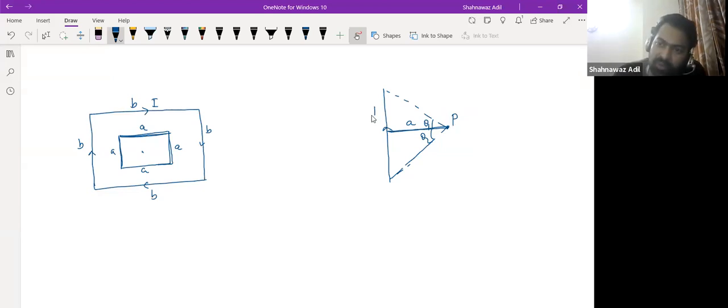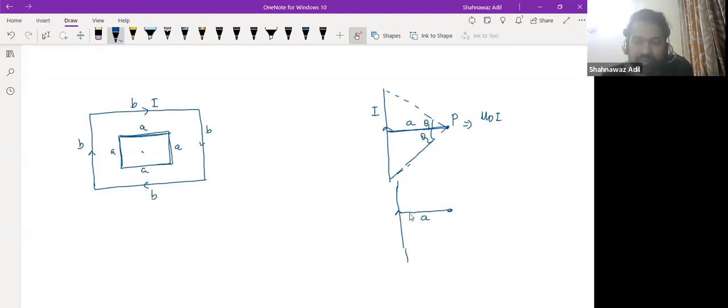Do you remember what is the magnetic field of an infinite wire at a certain distance? This you remember, right? Don't tell me that you have forgotten this part also.